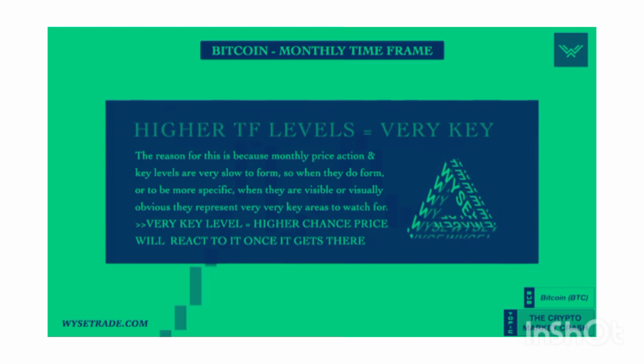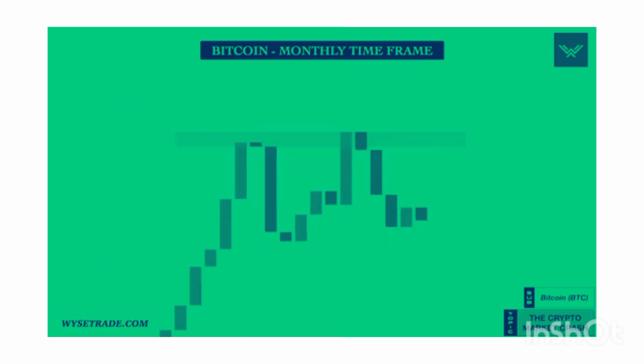The reason for this is because monthly price action and monthly key levels are very slow to form. So when they do form, or to be more specific, when they are visible and visually obvious on the monthly time frame, they represent very, very key levels to watch for. This area was also an all-time high area, which again shows how key this level and area is.